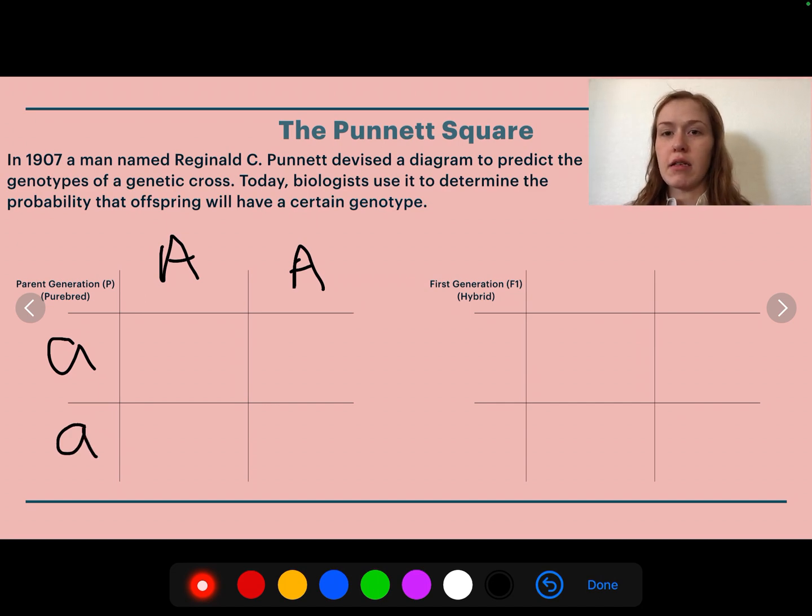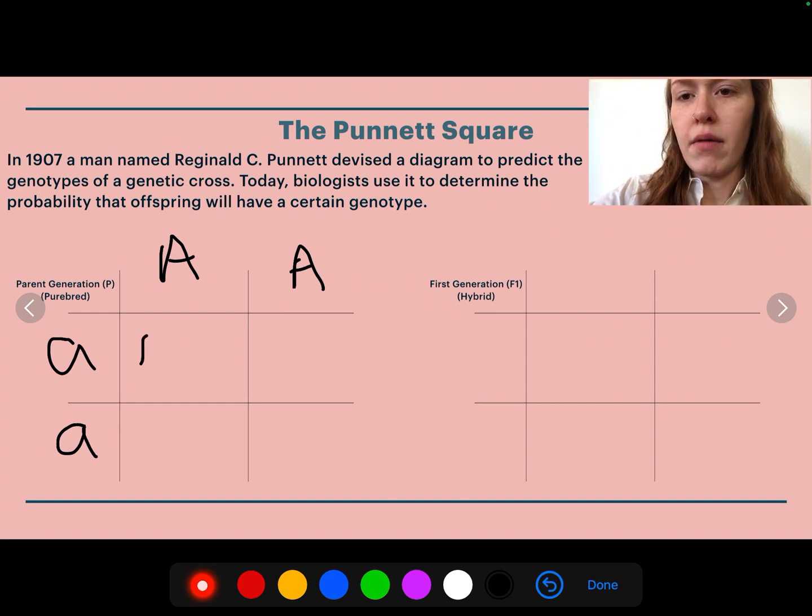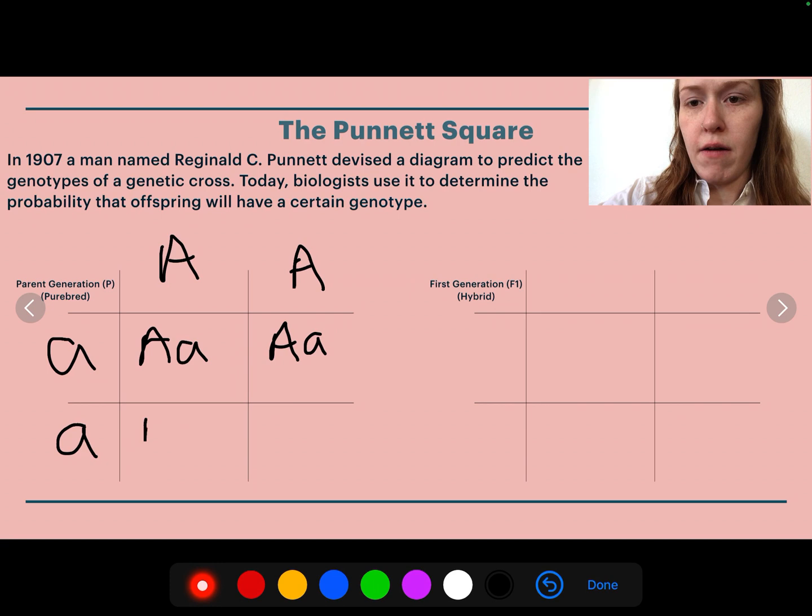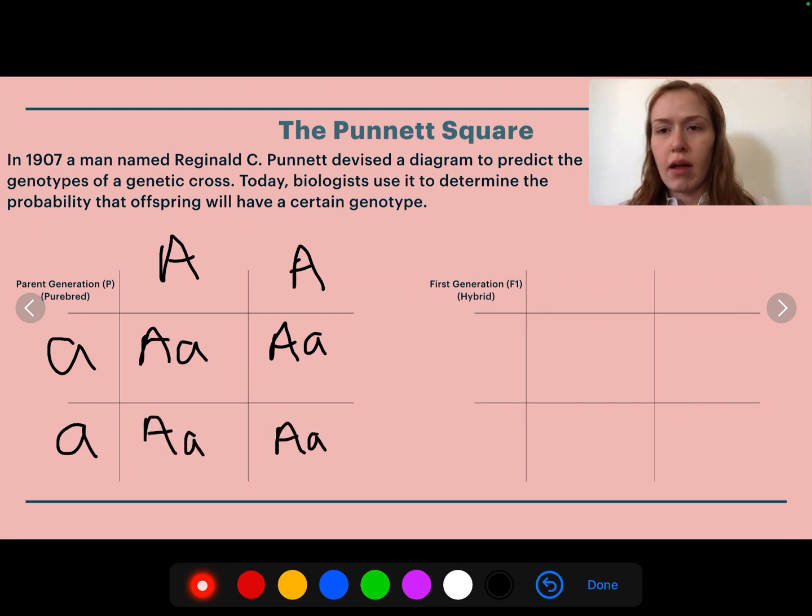And here you can see these are purebred because their alleles are both big A and the alleles are both little a, so they're homozygotic. Now when we cross them, we see that we get all hybrid offspring. Because they're heterozygotic, you can see they each have a big allele and a little allele.